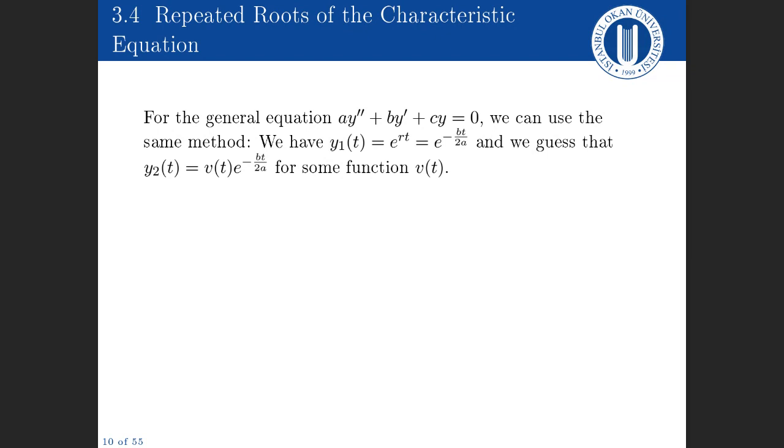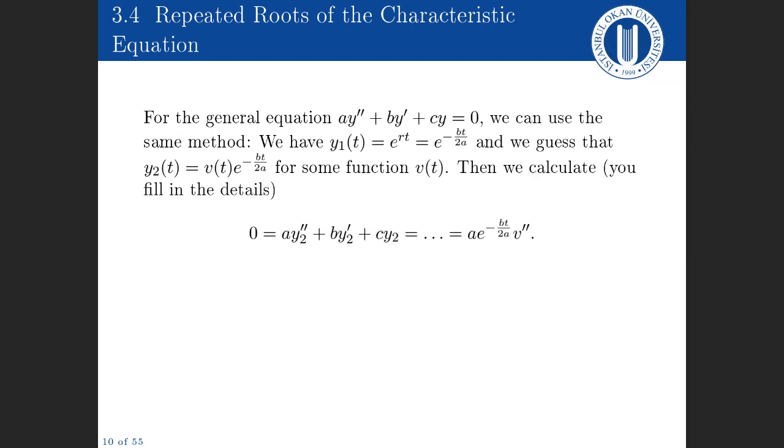Then what we can do is we can differentiate y2 twice. We can substitute it into the differential equation, and I leave this for you to check. Once we do this, you can check that a y2 double prime plus b y2 prime plus c y2, using this y2, simplifies down to a e to the power minus bt over 2a v double prime.